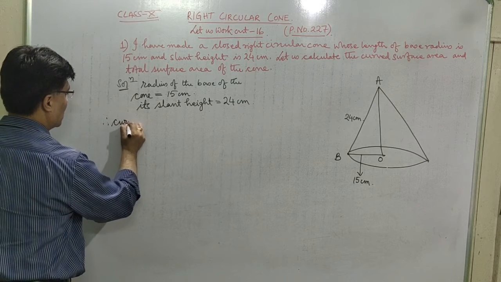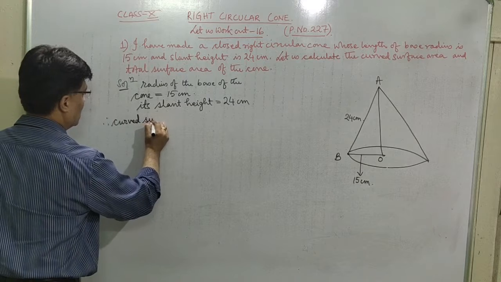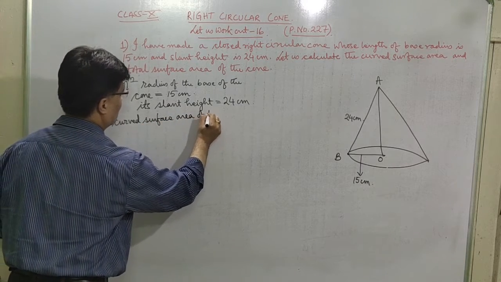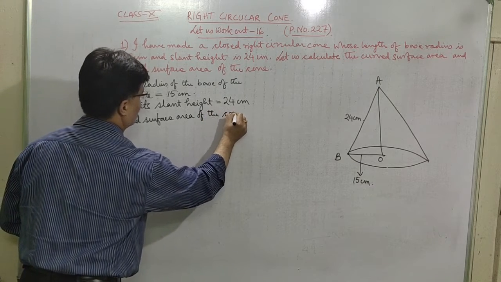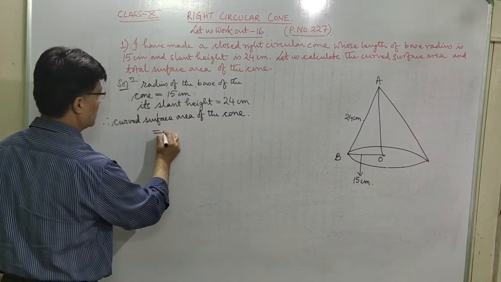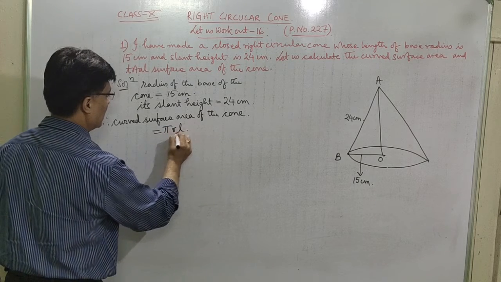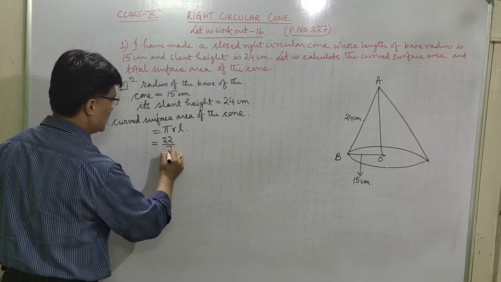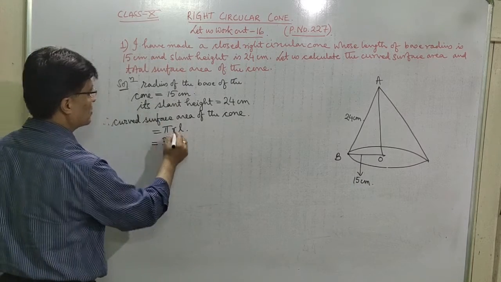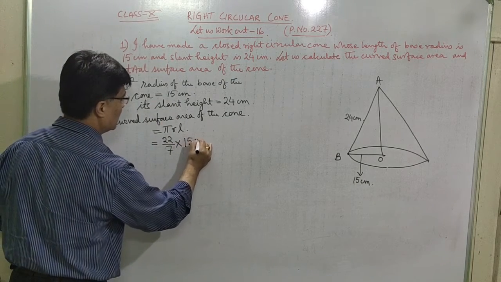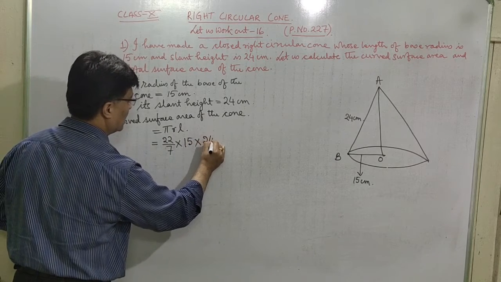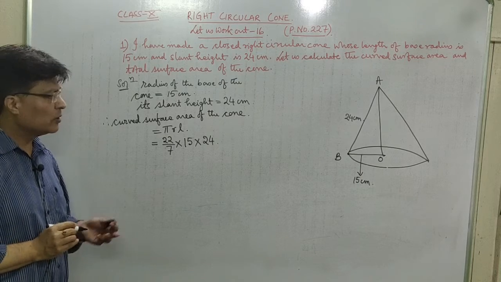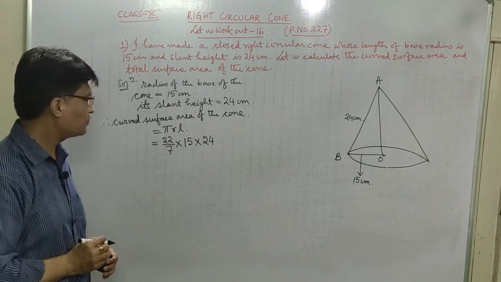Therefore curved surface area of the cone is equal to pi RL, which is equal to, what is pi here? Pi here is 22 by 7 into, what is the radius of the base of the cone? It is 15 into, what is L? L is 24. So here slant height is 24. So let us multiply them.